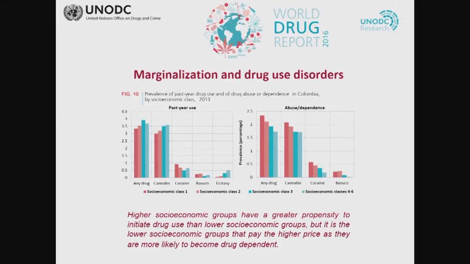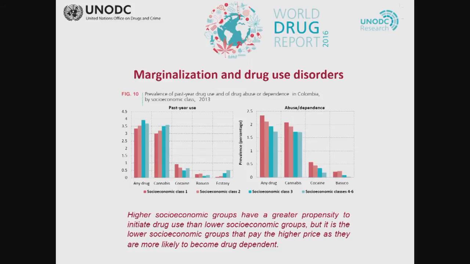So there are more richer people who use drugs in terms of annual prevalence than the poor sector of the population. But when we look at actually dependence, and that is the right part of the graph, you see that it is actually the opposite. So the people most dependent on drug use are mostly the poor.